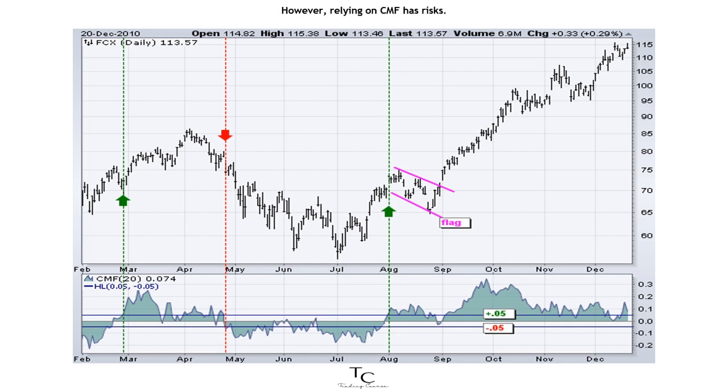However, relying on CMF has risks. Selling pressure still has the edge in negative territory, even when there is a bullish divergence. This bullish divergence simply shows less selling pressure. It takes a move into positive territory to indicate actual buying pressure.